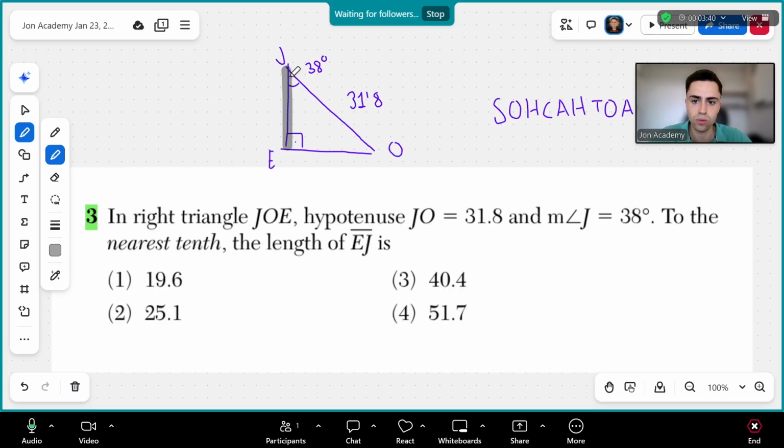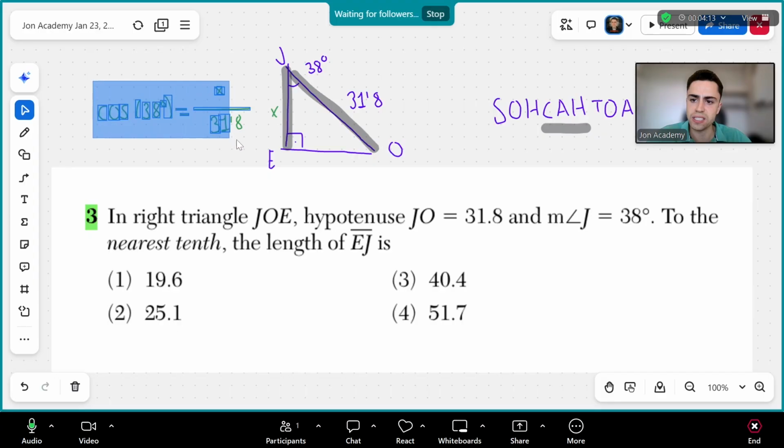In this case, we are looking for the adjacent and we have the hypotenuse. So the only one we could use will be the cosine. And we have also the angle there. So we're going to be using that. We write cosine of 38 degrees, which is already known, equals adjacent, which is not known. We can call it x. And divided by the hypotenuse, which is 31.8.